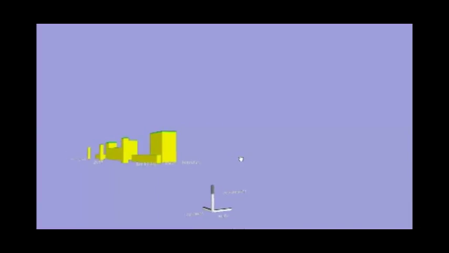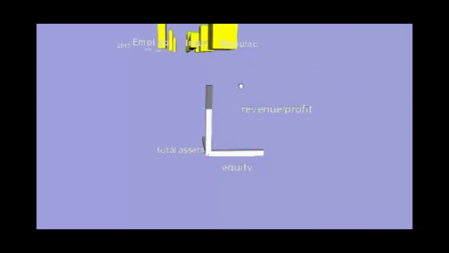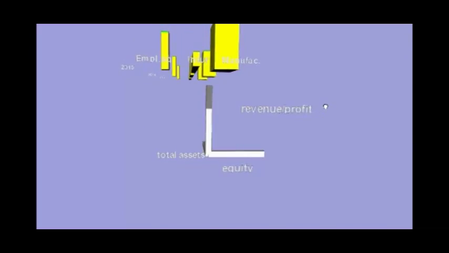But if we switch to another one showing an employment agency, an insurance company and a manufacturing company, then we see the legend is in front, and if we move it up so we can move it closer, then it shows total assets, equity, revenue, and here separated by a slash profit, the normal net profit we usually declare.